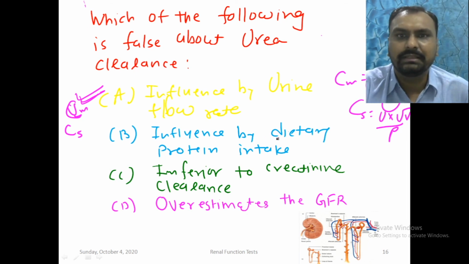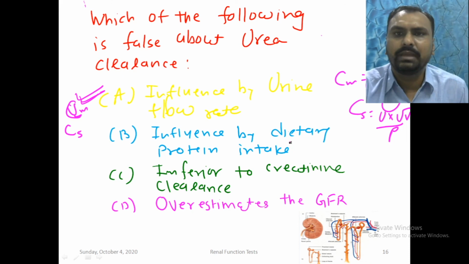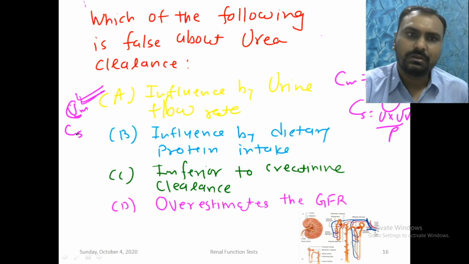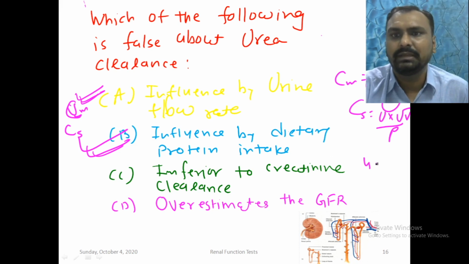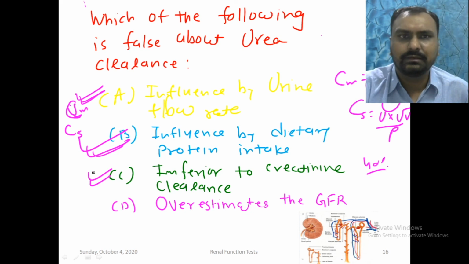B, influenced by the dietary protein intake. As we know, urea is the end product of protein metabolism. When we take more protein intake, more urea will be excreted, so it is influenced by the protein intake. C, inferior to the creatinine clearance. Yes, because 40% of the urea is reabsorbed by the tubular cell. So again, it is a correct statement.